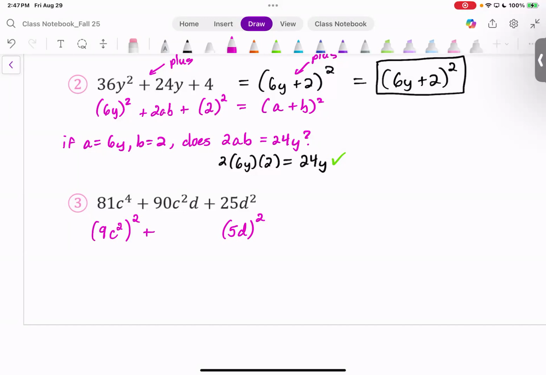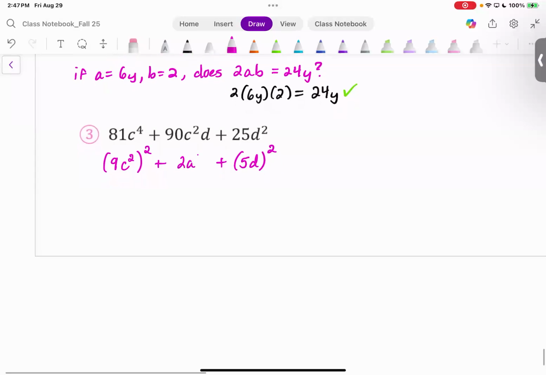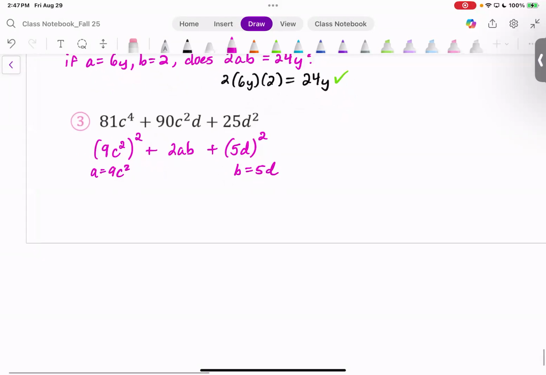And I want to check 2ab. So 2 times a times b would be 2 times 9c squared times 5d. 2 times 9 is 18, but I don't have 18 times 5 memorized. But if you think of 2 times 5 as 10, 10 times 9 is 90. So it's a little easier to do in my head. And then I have my c squared and my d. And that is my middle term.